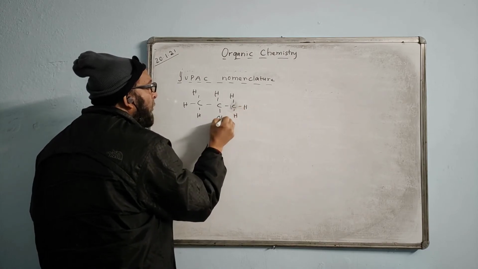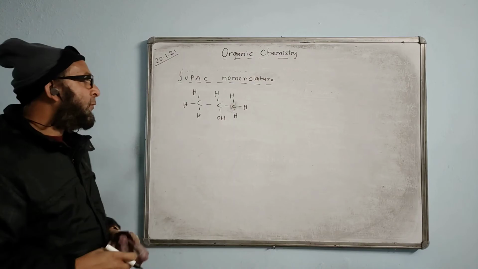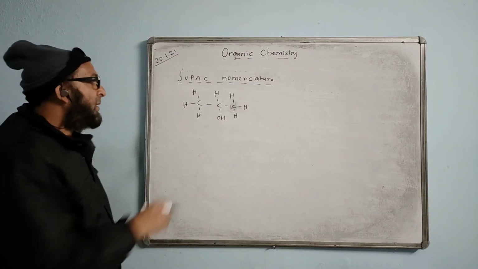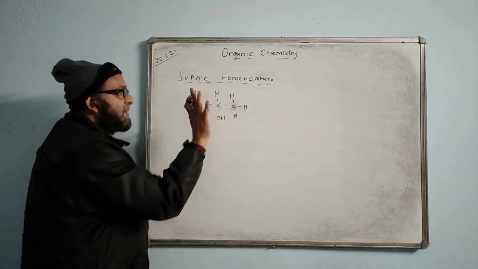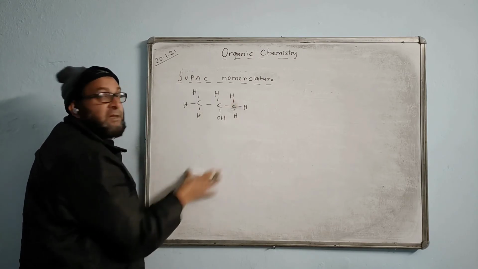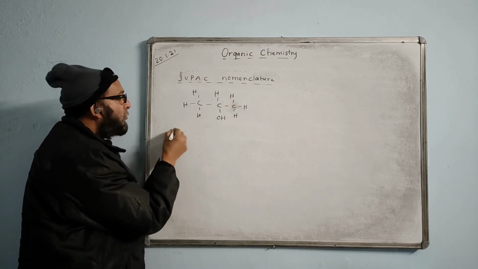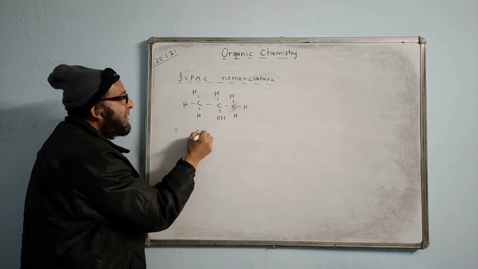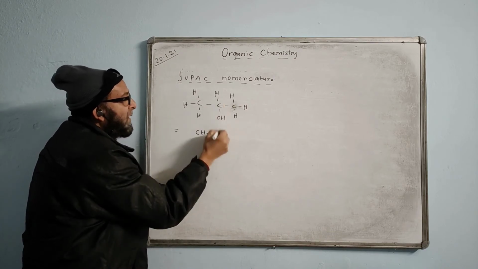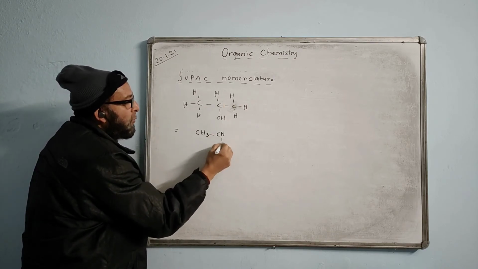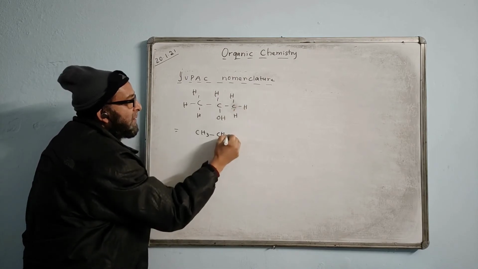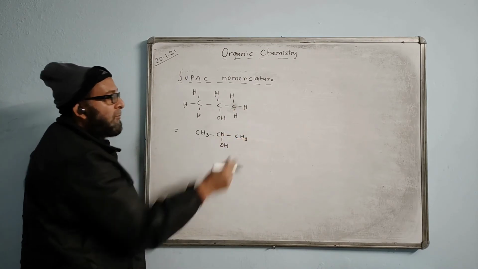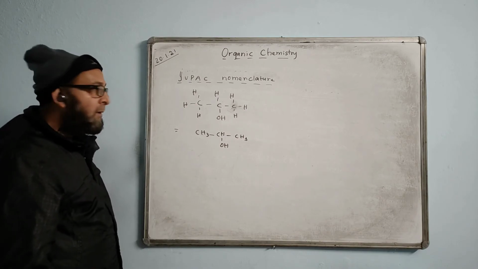And here is written OH. What name would you give this? If you are not comfortable with this structural format, you condense it first. Write CH3, CH, and OH right below, then CH3 again. Now you answer it. What name would you give?